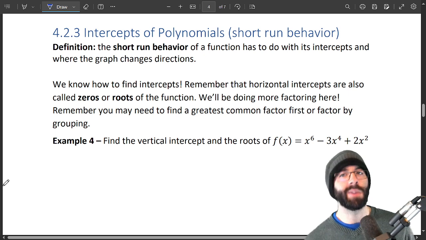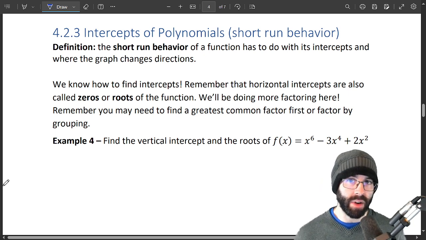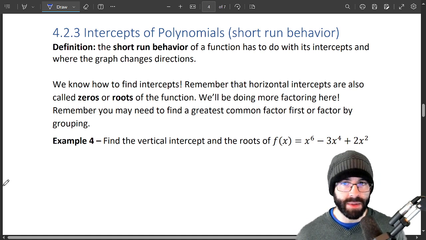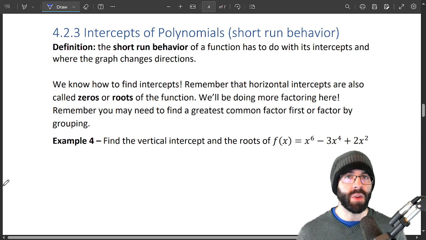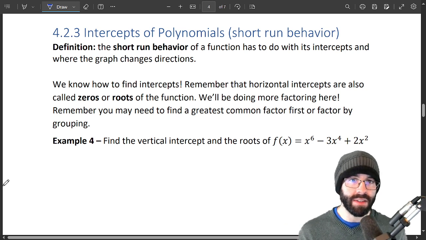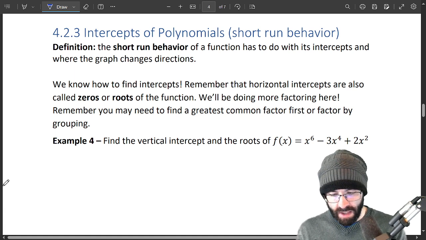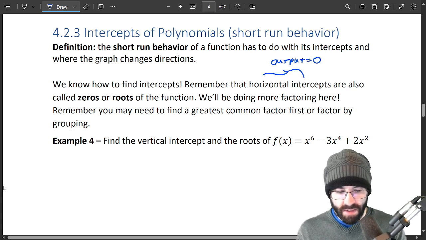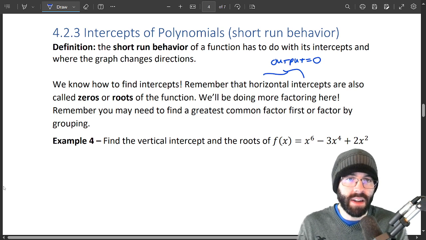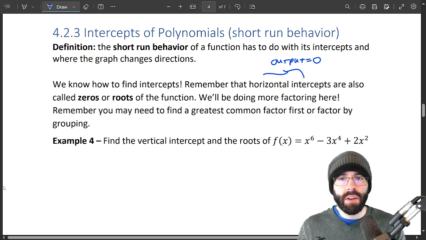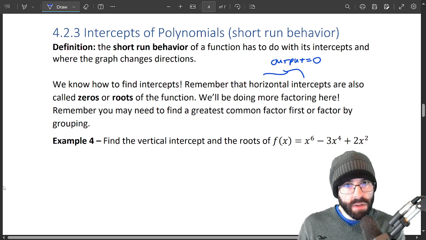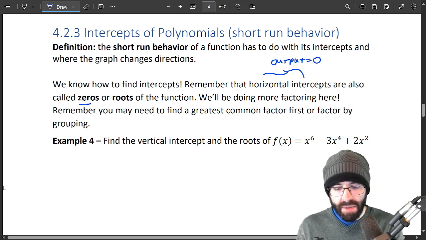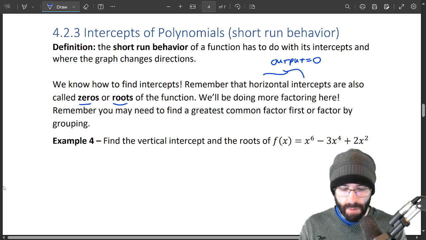So short run behavior has to do with intercepts and turning points, which is where the graph changes directions. We already know how to find intercepts. The horizontal intercept is when the output is 0. Horizontal intercepts are when output equals 0, and vertical intercepts are where the input equals 0. When the output is 0, the horizontal intercept, those are also called zeros sometimes. They're also called roots sometimes.